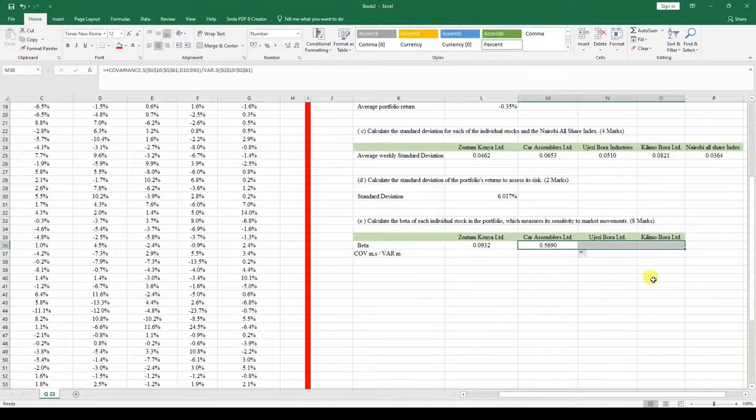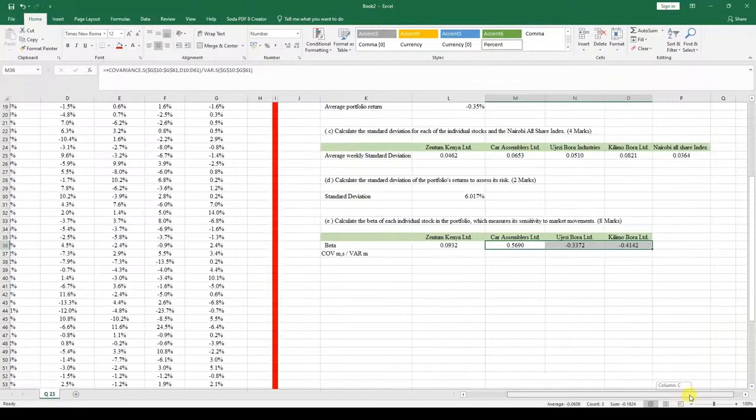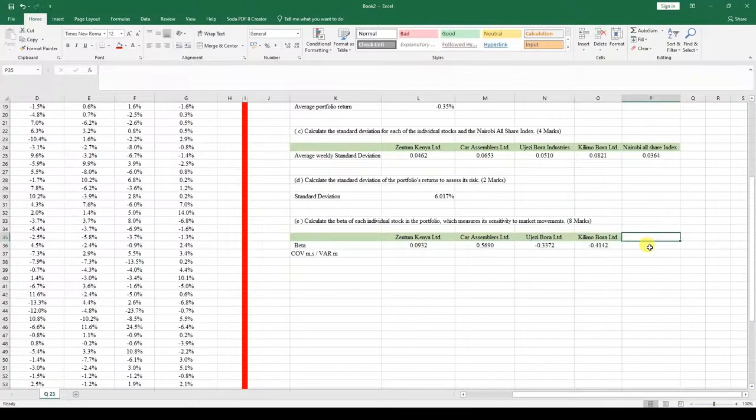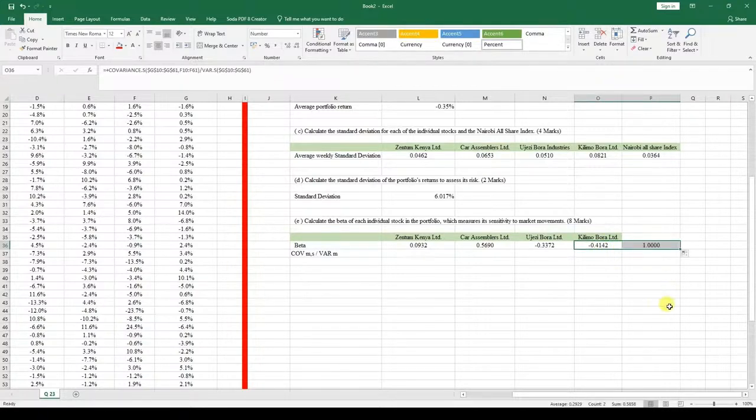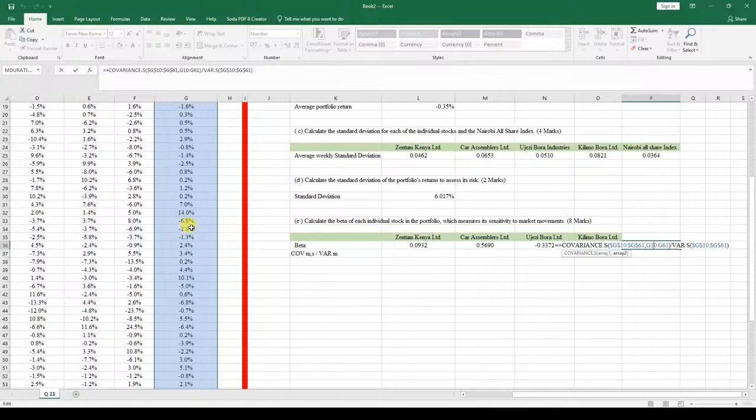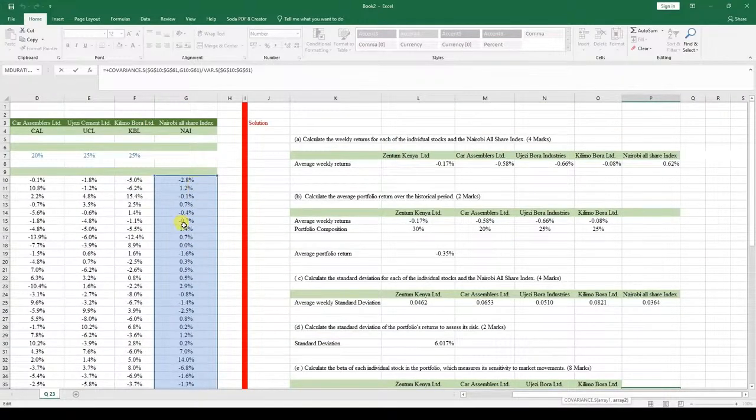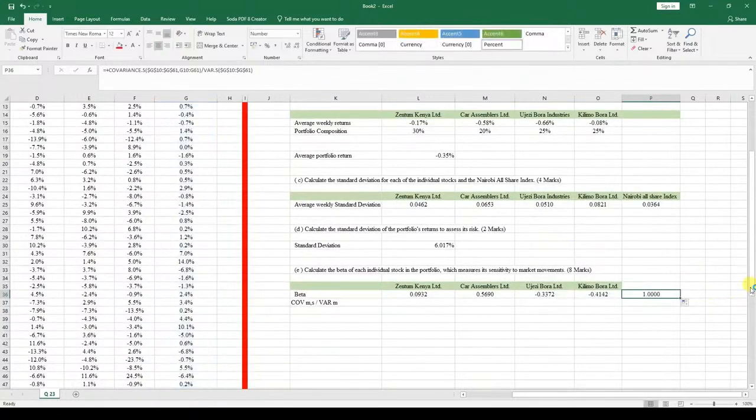But let's see if we're actually doing the correct thing. We want to prove, if we pull it towards the right, if we're going to get a beta of 1. You can see we already have a beta of 1. Beta of the market is always 1, because it's the covariance of the market against the market divided by the variance of the market. We always have that value being 1 there.